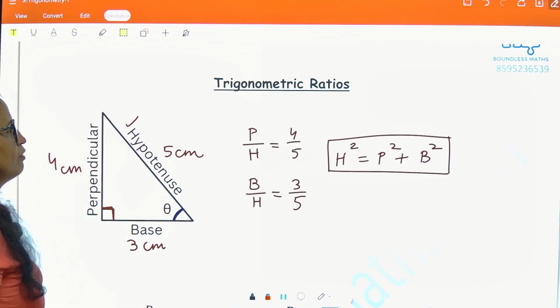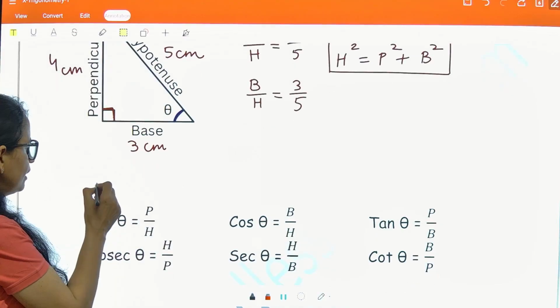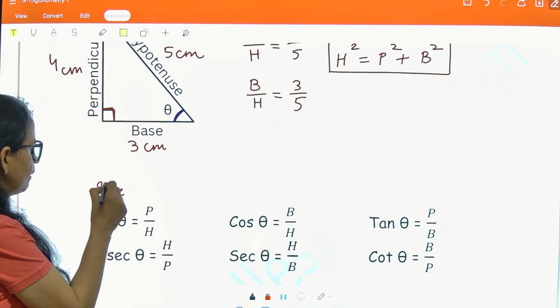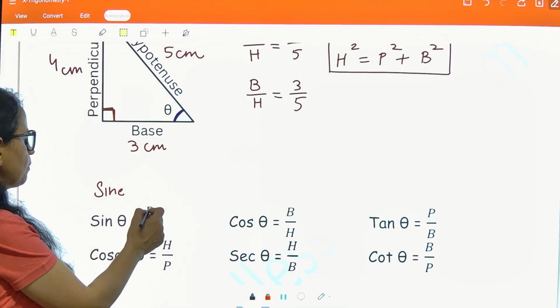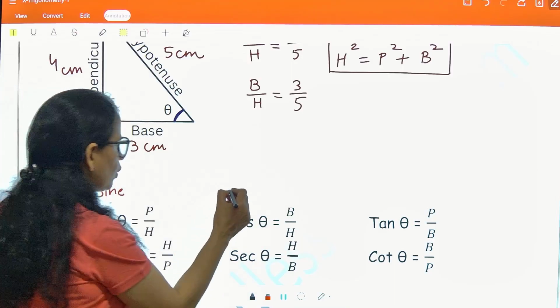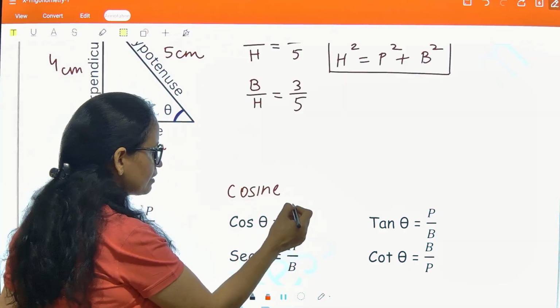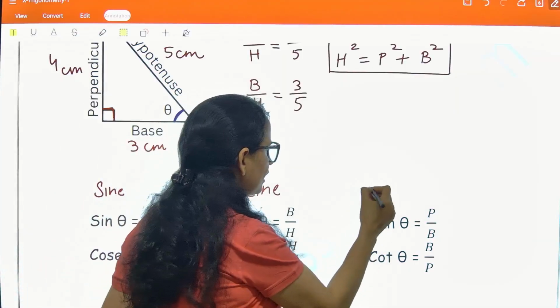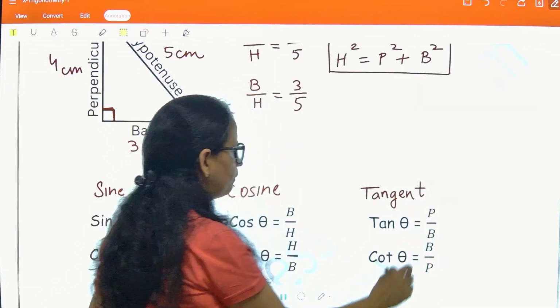Now, why are we talking of ratios? Because trigonometry is based on ratios of these sides of the triangle, and they have been given certain names. For example, sine theta. The complete name is sine, but in short we call it sin theta. Sine theta is perpendicular upon hypotenuse. Cosine theta is base upon hypotenuse. And the third one is tangent. Tan theta is perpendicular upon base.